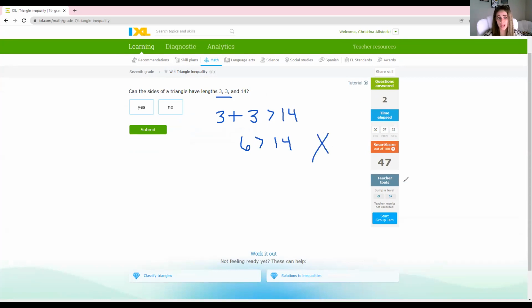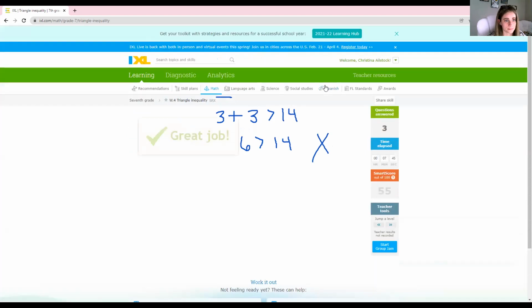Once you get a false statement, you can stop, because if even one combination doesn't work, then it will not form a triangle. So nope, that wouldn't work.